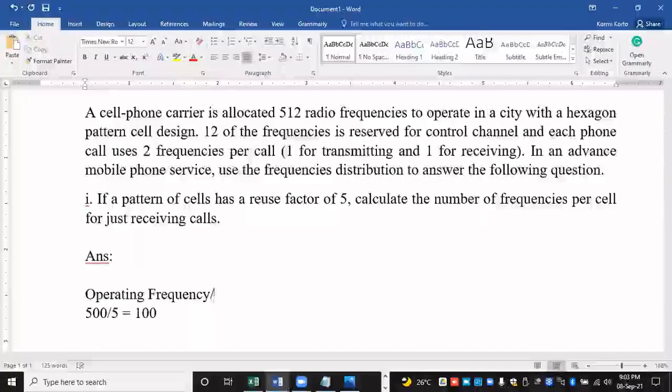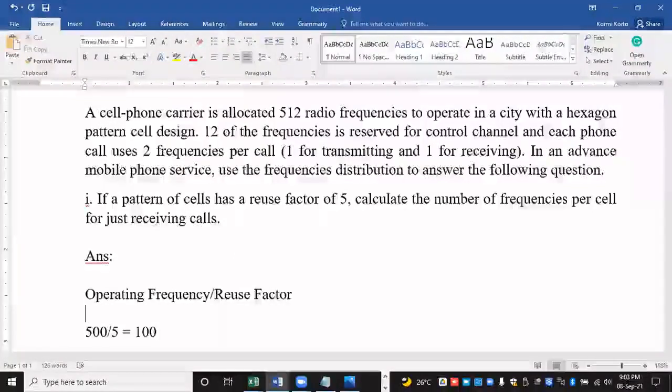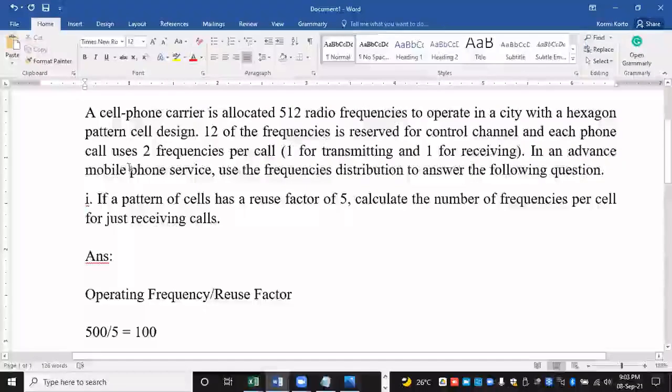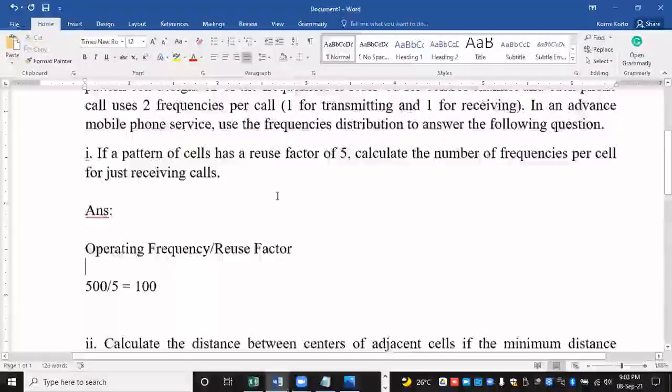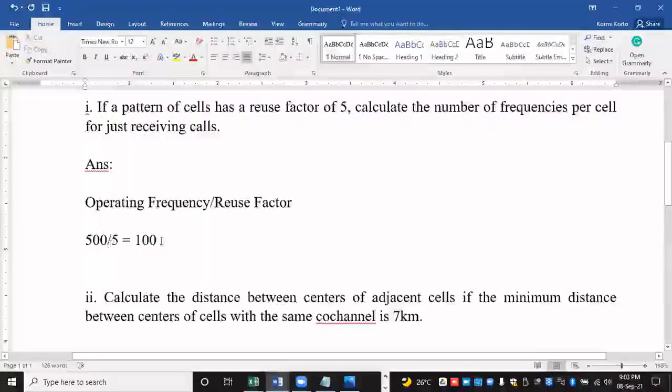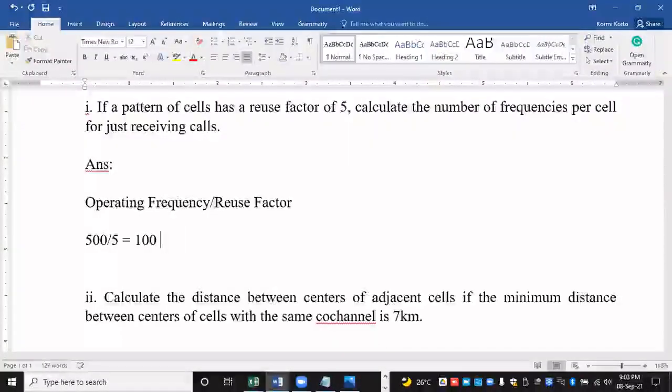Divided by reuse factor. Like I said, I'm getting these formulas from the slide, based off the Advanced Mobile Phone Service formulas that we have. So with that, that will give you the number of channels.